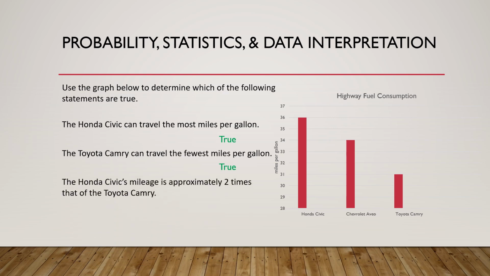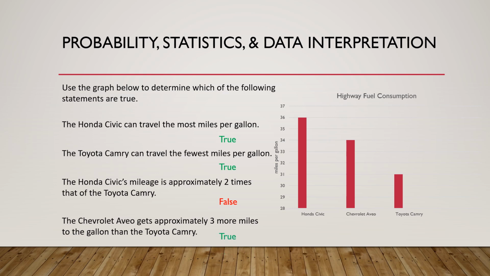The Honda Civic's mileage is approximately 2 times that of the Toyota Camry. From the graph, the Honda Civic gets 36 miles per gallon, yet the Toyota Camry gets 31 miles per gallon. This is not twice. The scale of the chart gives an incorrect impression in comparison, so this statement is false. The Chevrolet Aveo gets approximately 3 more miles to the gallon than the Toyota Camry. The Aveo gets 34 miles per gallon, and the Camry 31, which is 3 more, so this statement is true.